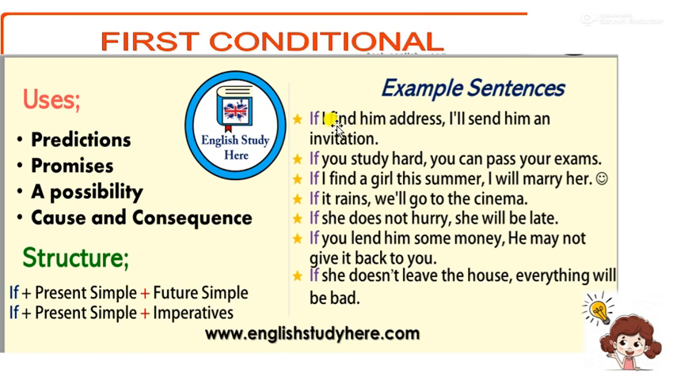Example sentences. If I find his address, I will send him an invitation. If you study hard, you can pass your exams. If I find a girl this summer, I will marry her. If it rains, we will go to the cinema. If she doesn't hurry, she will be late. If you lend him some money, he may not give it back to you. If she doesn't leave the house, everything will be bad. Okay? Okay, go on.